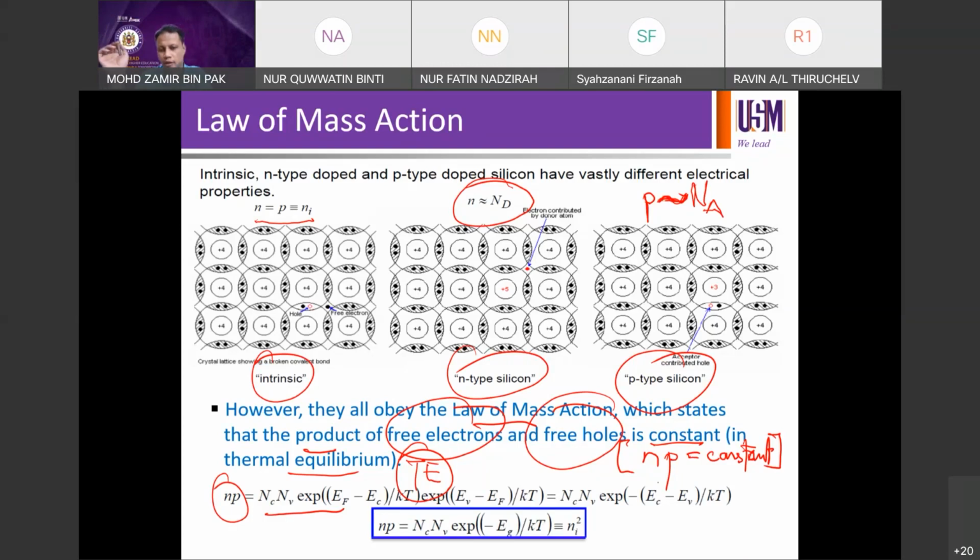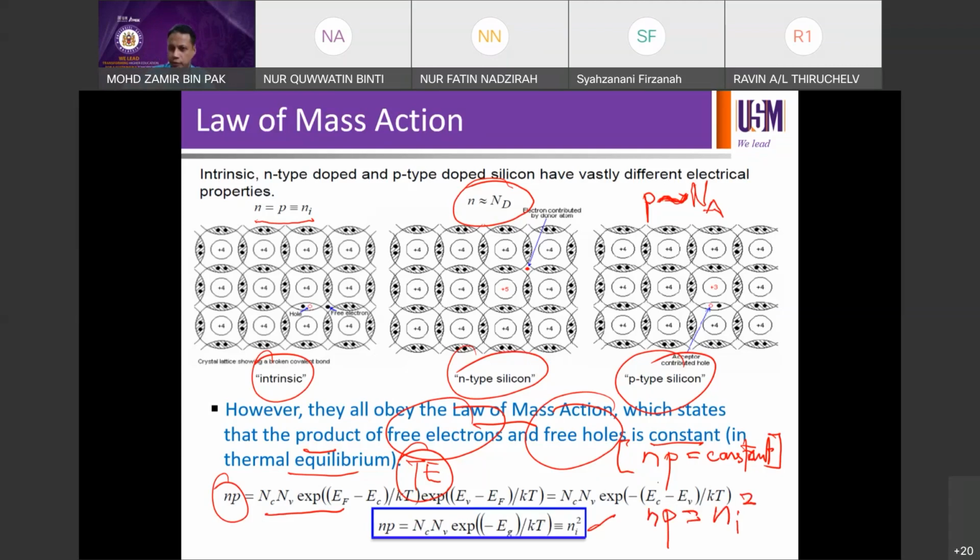So you bring them together, you're going to get this simplified equation. N times P equals NC NV exponential of negative Eg, which is the band gap, over KT, which is also equal to Ni squared, right? So this N times P, you can then simplify to Ni squared.